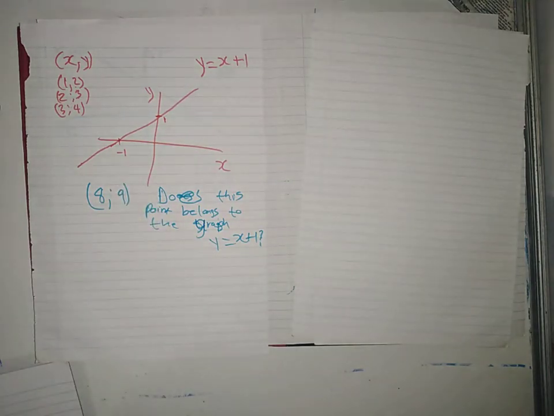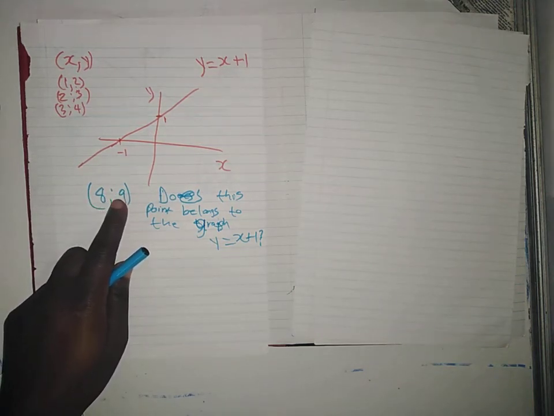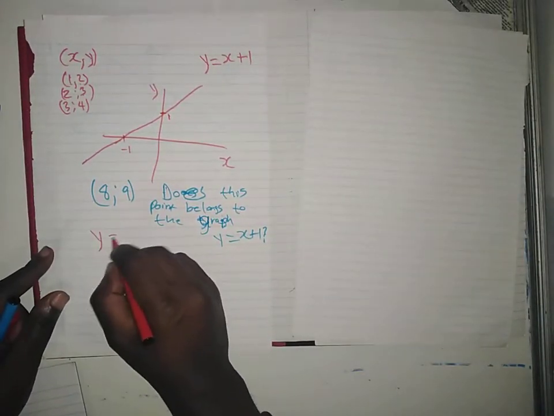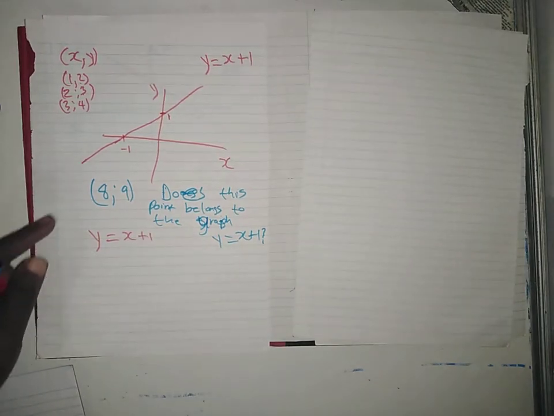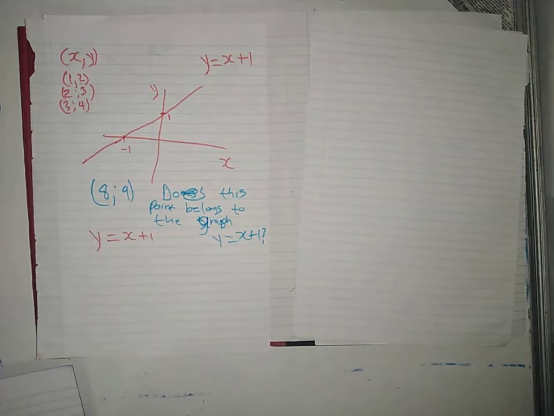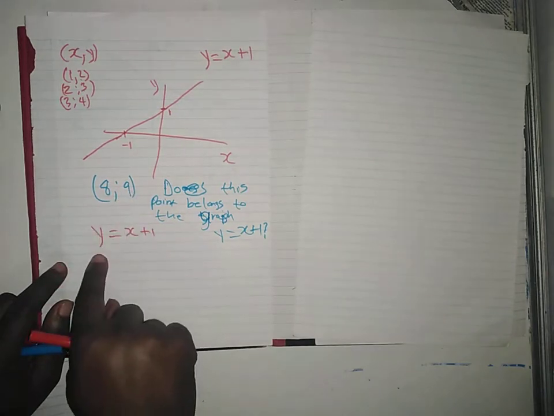Now, how do I check if a point belongs to the graph? I must just look at the point itself. There is an x part of the point and a y part of the point. Now I must take the graph as it is: y is equal to x plus 1. What I must do is take the x part and put it in the place of x, and then take the y part and put it in the place of y. So this y part, I put it here.